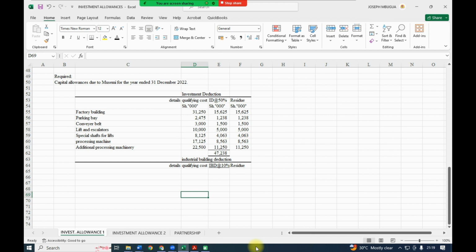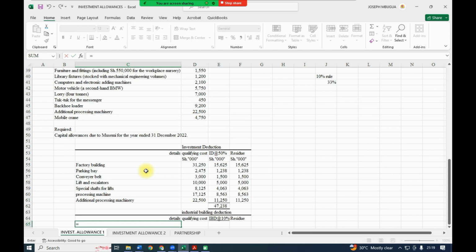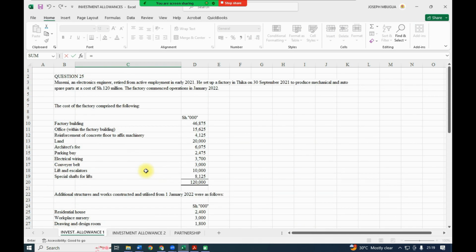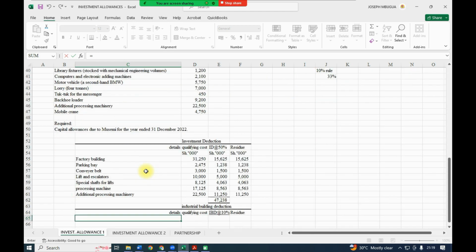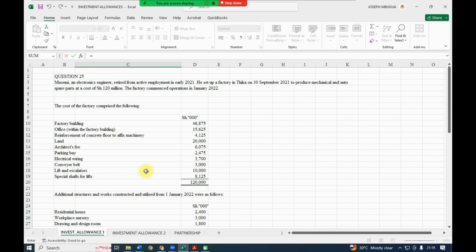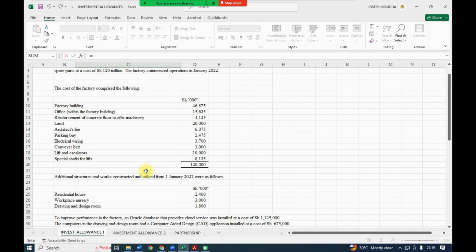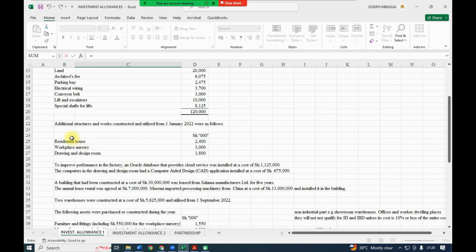Yeah, I think that one is okay. So for the IBD, I have seen several items there that qualify for industrial building deduction. Starting from open parking bay, we have included it. Yeah, parking bay was an ID. Okay, conveyor. So under the first, this one, the residential house.